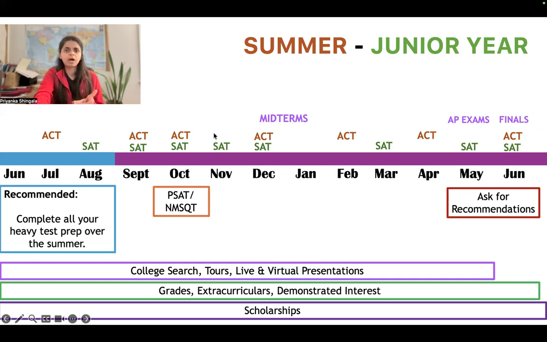So start the prep now, take the first exam in December, and make the March or April exams, depending on whether you're doing SAT or ACT, one of the middle exams that you take, not the first exams. That way you can round it out at this point.